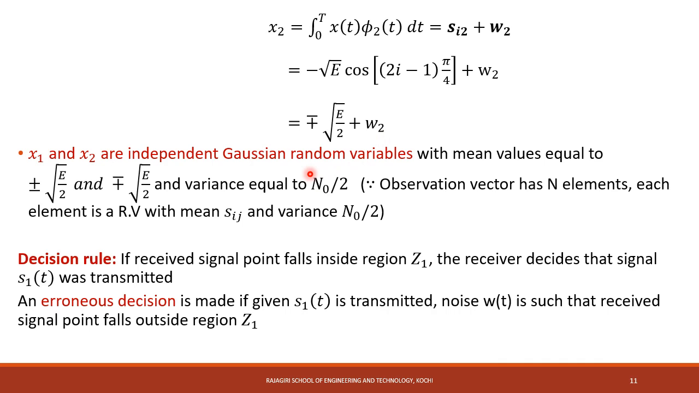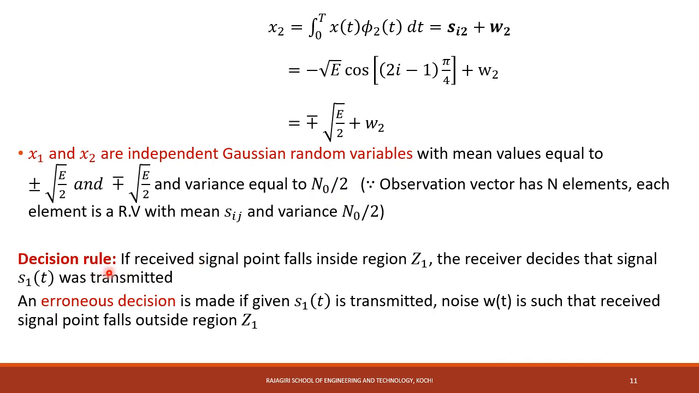You can see that both x1 and x2, the elements of the observation vector, are independent Gaussian random variables having a mean of sij and a variance of N0 by 2. Here si1 is plus or minus root of E by 2 and si2 is minus or plus root of E by 2, and the variance is N0 by 2. N0 by 2 corresponds to the power spectral density of white Gaussian noise.